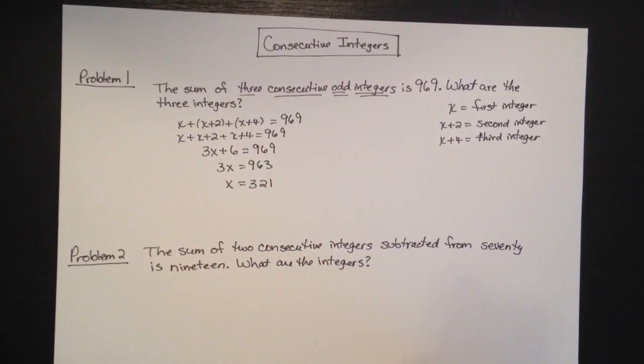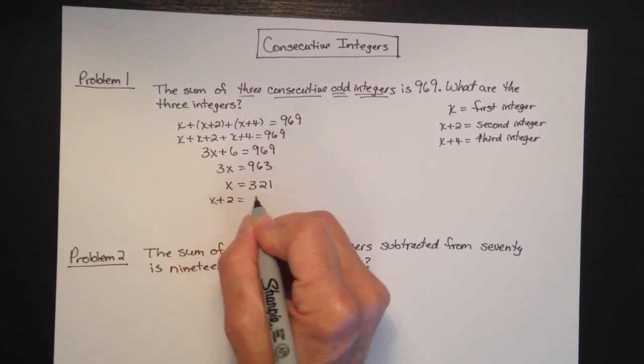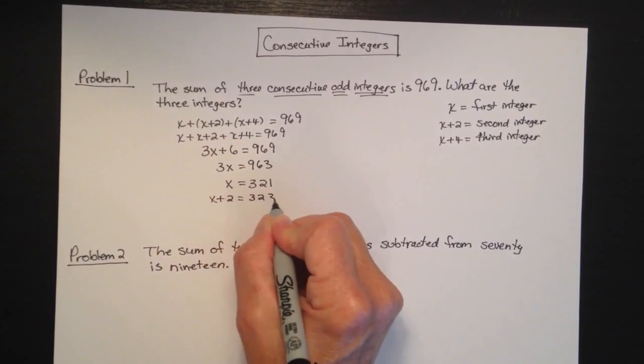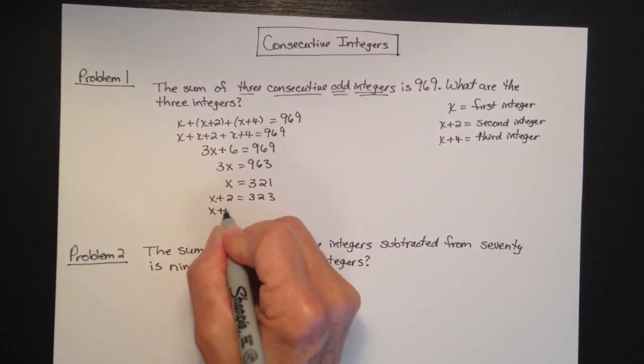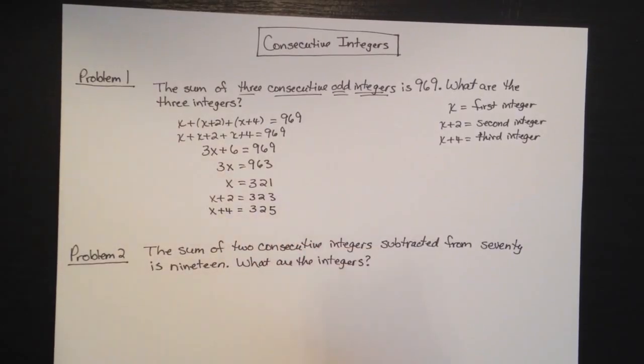That's the first integer. If I take x plus 2, that will give me 323. If I take x plus 4, that will give me 325. And a good check for this problem to make sure you've got the correct integers is to simply add them together and make sure that they add up to 969, which they do.